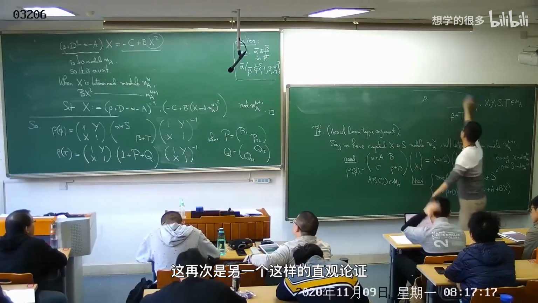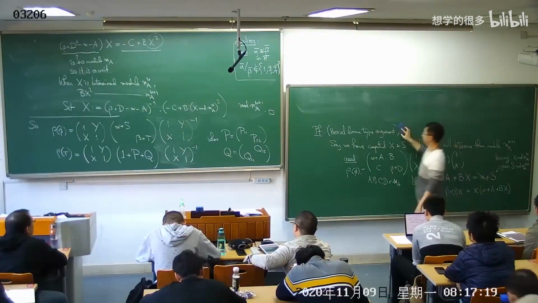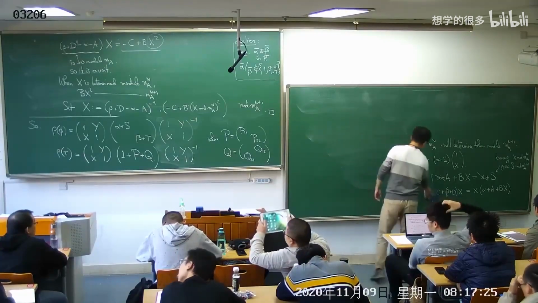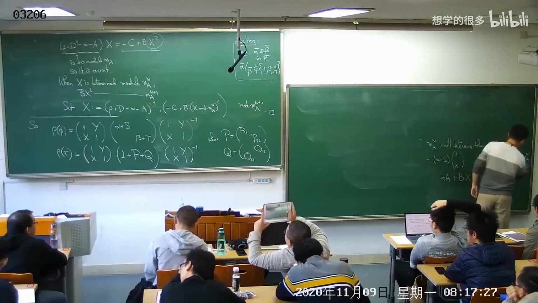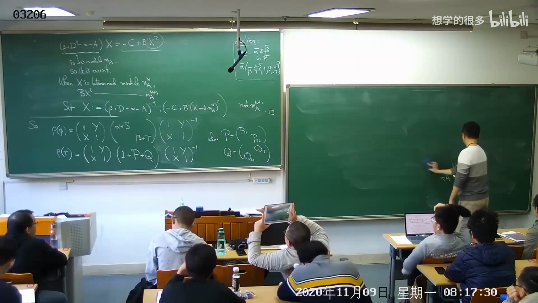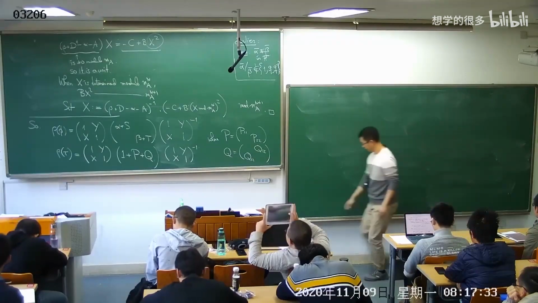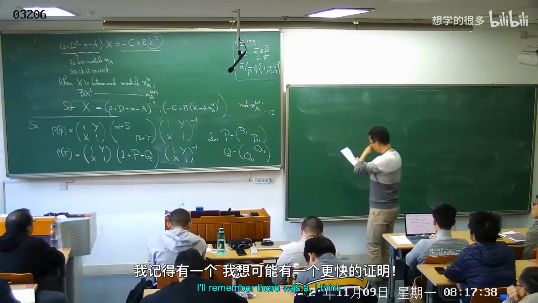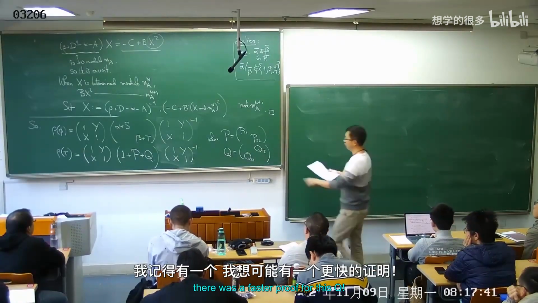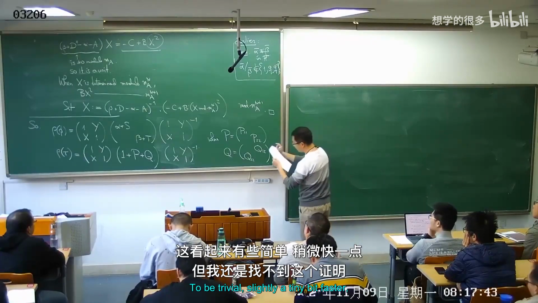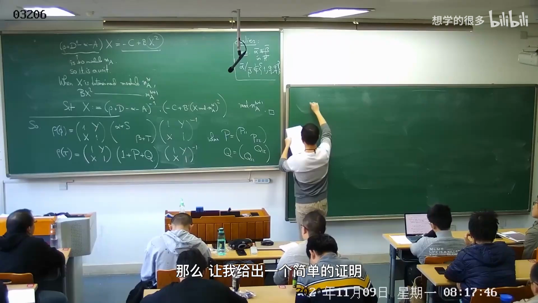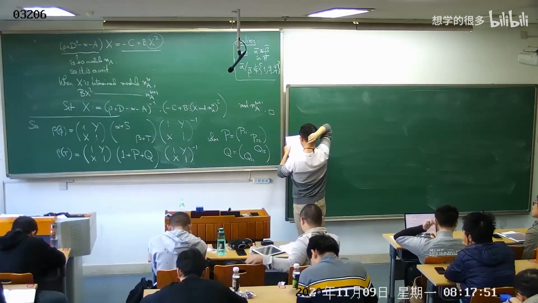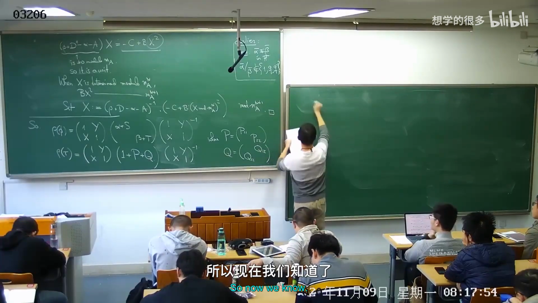This is, once again, another Hensel lemma type argument. Oh, remember there was a faster proof for this Q to be trivial. Slightly faster, just a tiny bit faster, but I couldn't find the proof. So let me give the naive proof here. Okay.